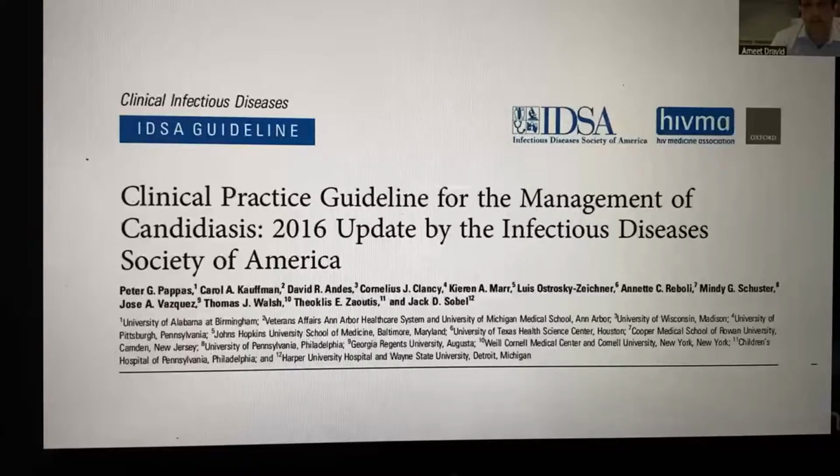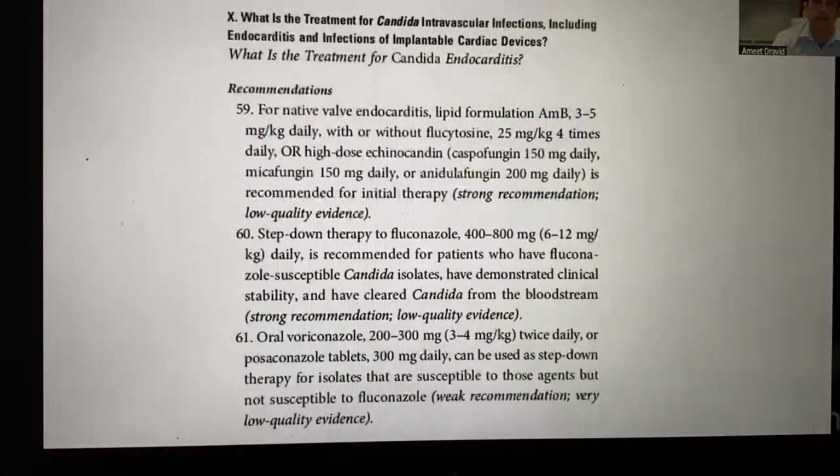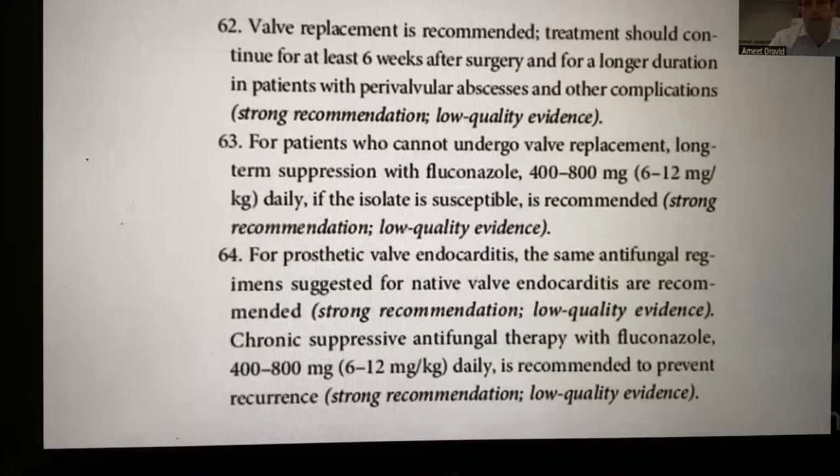I would like the students to read these guidelines, which are the IDSA Candida guidelines. They will give you a very good view of how to manage Candida in the ICU. And the treatment for Candida endocarditis is liposomal amphotericin B plus flucytosine or high dose caspofungin. So that is what we did.